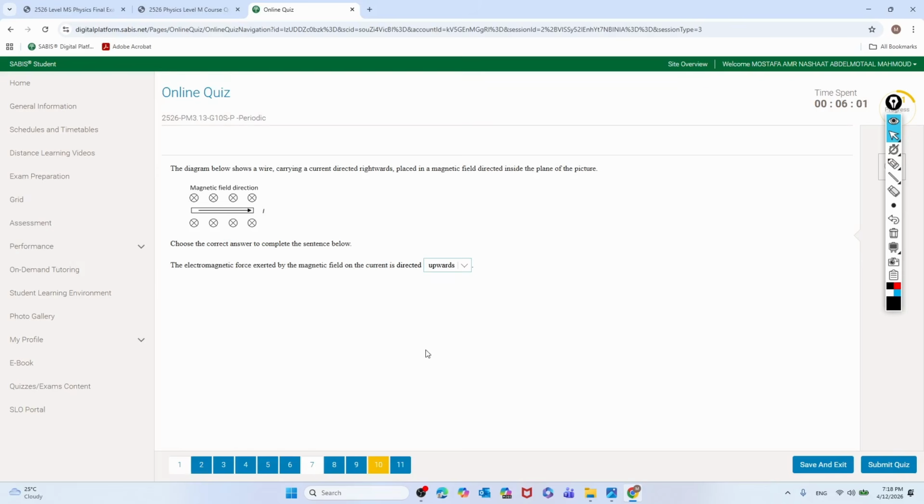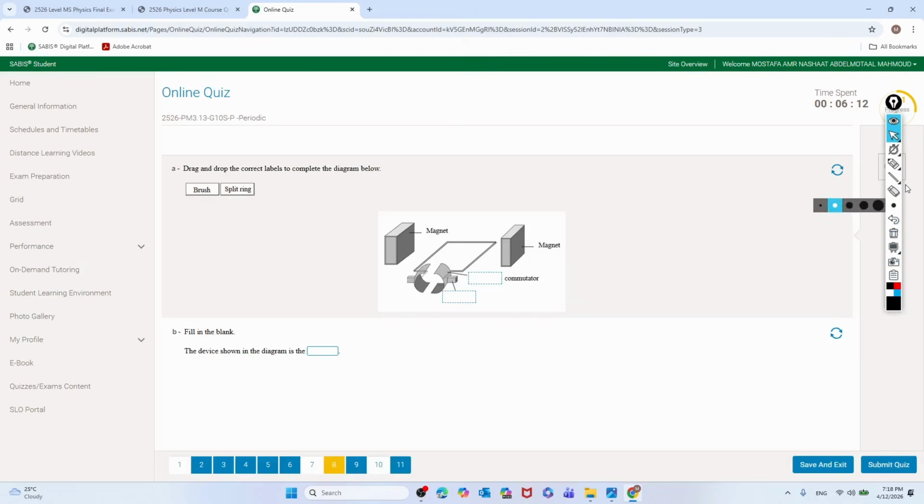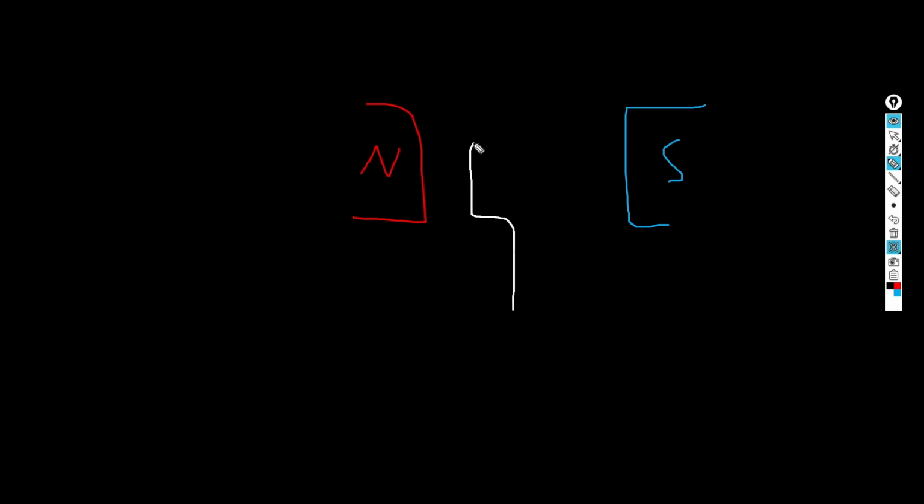So wait, okay. I'll just explain now the DC motor. Here you have a magnet. Let's say a north pole, a north, and here you have a south. Okay. And now here you have a wire going through them.